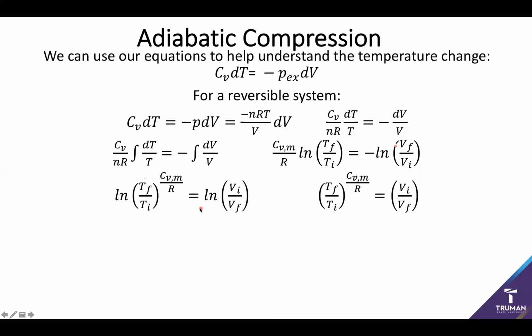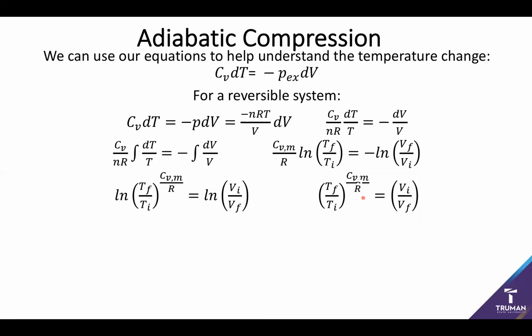Now, since we've got a natural log on both sides, we're going to raise both sides to the exponent, which is just another way of saying we're going to cancel out the natural logs. And now what I have is a relationship between the two ratios of my temperatures and my volumes. And again, what we're going to see is that these are related through the exponent of our isochoric heat capacity divided by R.